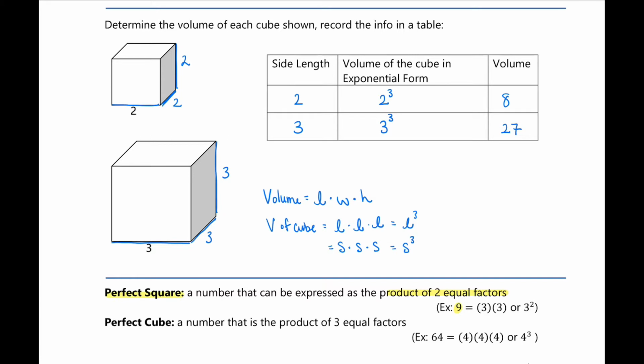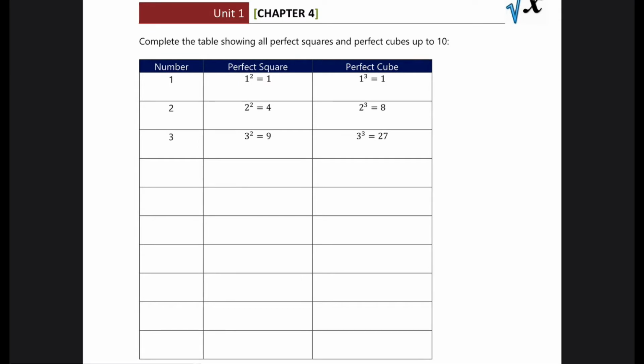Same idea gets applied to the perfect cube. So a number that is a product of three equal factors. So 64 is equal to 4 cubed. Therefore, 64 is a perfect cube. Complete the table showing all perfect squares and perfect cubes up to 10. So first, let's fill in the number column. So 4, 5, 6, 7, 8, 9, 10.